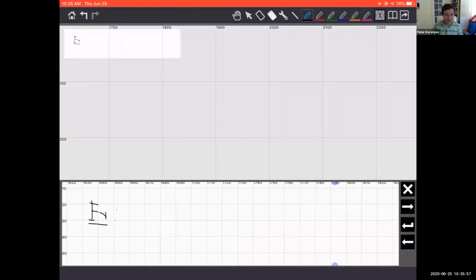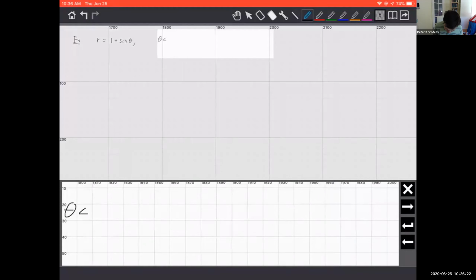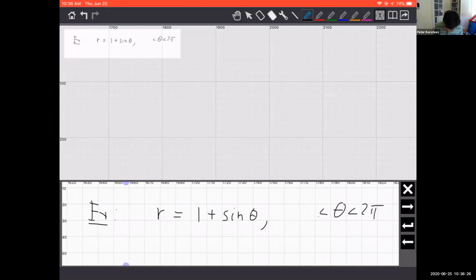Okay, so the next example. Let's do something different. Let's say r is equal to 1 plus sine theta. It looks really simple, simplistic, and innocent, but let's just try to plot it. Remember, theta is a polar angle. It varies between 0 and 2 pi.